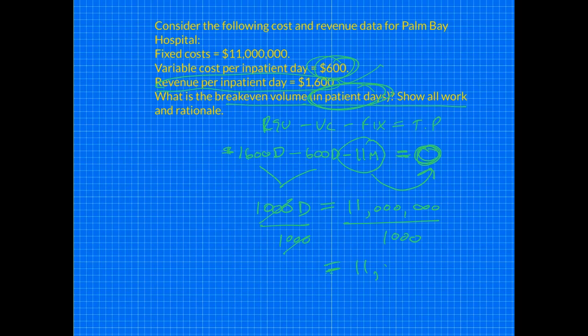And punching it in on the calculator, that equals, well, you guys can probably do that one in your head. I can't. That equals 11,000 D, patient days. So there's the answer. Our break even on patient days is 11,000. And it's as simple as that. So try not to overthink this one. It's just kind of another spin on a break even.